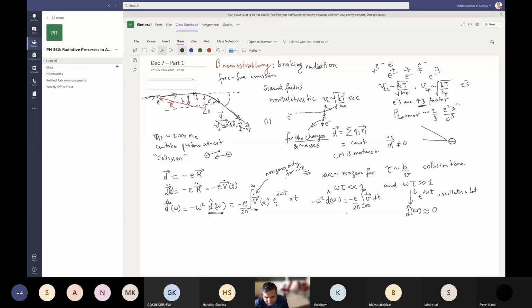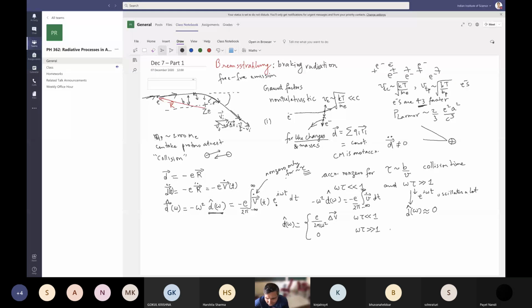So basically what we have is d tilde omega, the Fourier transform of the dipole moment, is equal to e by 2 pi omega squared times delta v for omega tau much less than 1, and 0 for omega tau much greater than 1. So this is the low frequency limit, and this is the high frequency limit.